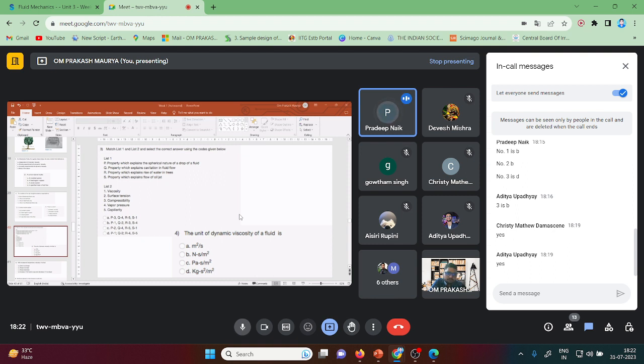There are options A, B, C, D, P3, Q4, R5, S1. What are they actually? Yes, you are asking about how to select the answer. It is written A, B, C, D, then P3, Q1, Q4. You just match for P which option is correct, option 1, 2, 3, 4. All right, got it. Yeah, like that.